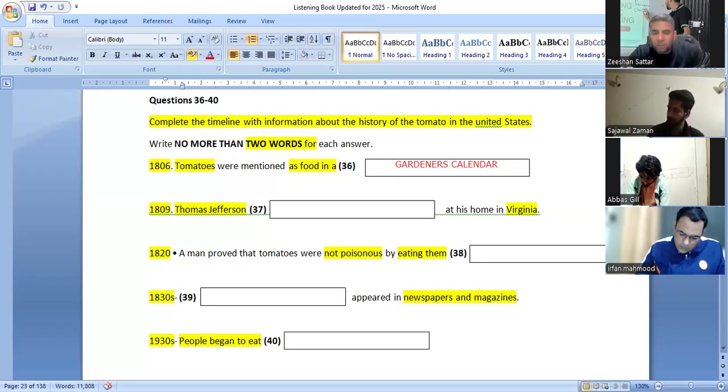Flavor of soups and other foods. Thomas Jefferson did much to enhance the tomato's reputation as a food. He first served tomatoes to visitors at his home in Virginia in 1809.